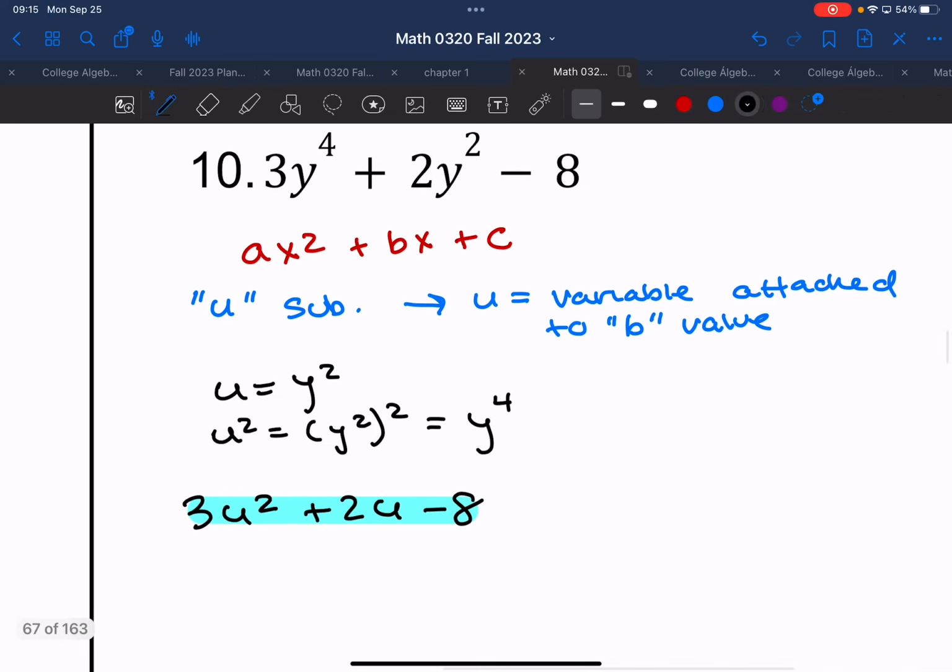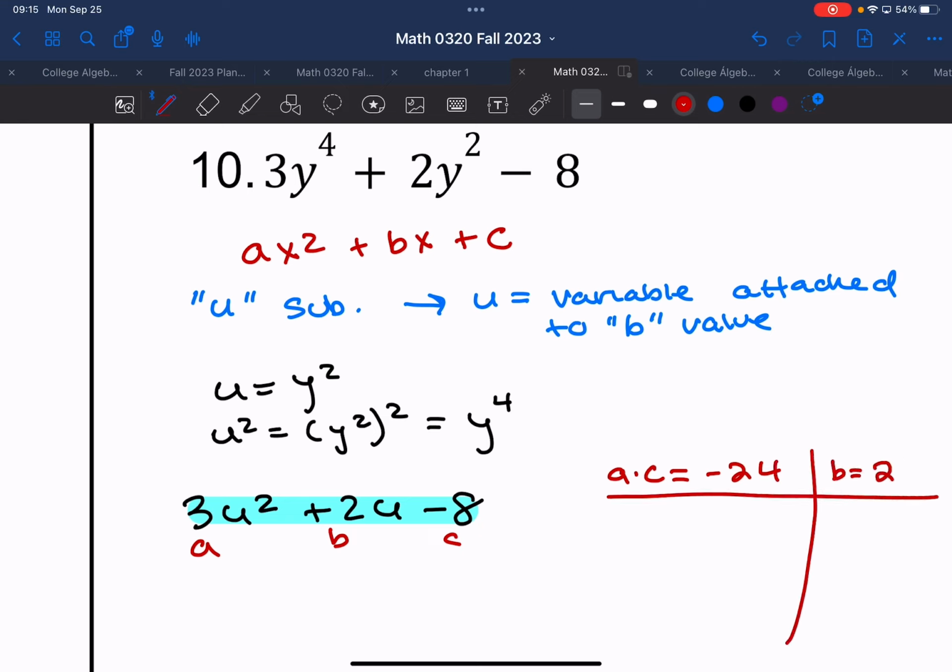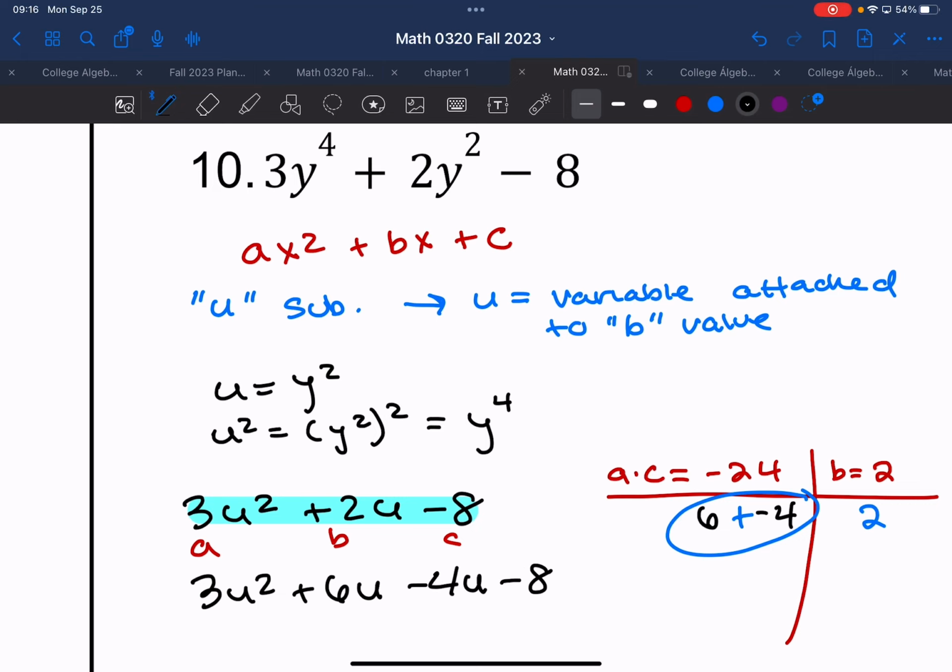So what I'm going to do now is label my A, B, and C, and do the same thing I did before. So A times C gives me what number? Negative 24. And what's my B value? 2. So I need two numbers that multiply to negative 24, but add to 2. 6 and negative 4, perfect. 6 times negative 4. If I add these together, it gives me a positive 2. So that means I have 3u squared plus 6u minus 4u minus 8.